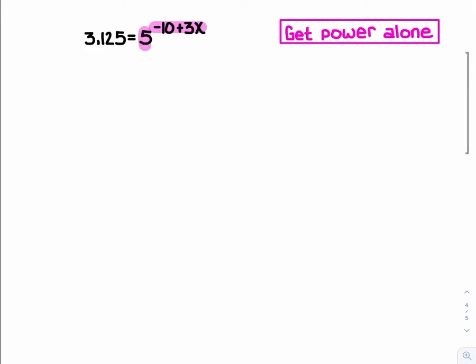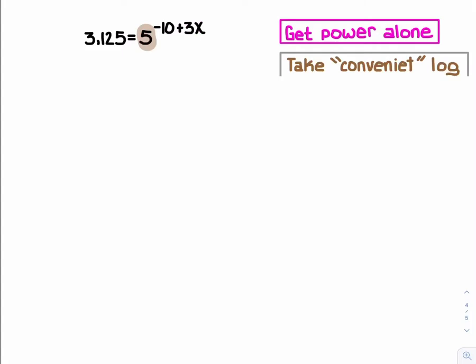Once we know that power is by itself, if there was a plus 7 off to the side, we would have subtracted 7. But now that that power is by itself, we're going to take the logarithm of both sides. But specifically, the logarithm that we take of both sides will be the same base as the base in our power. The power 5 to the negative 10 plus 3x has a base of 5, so notice I took log base 5 of both sides.